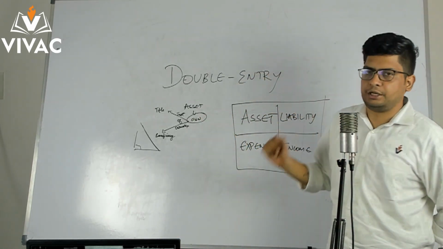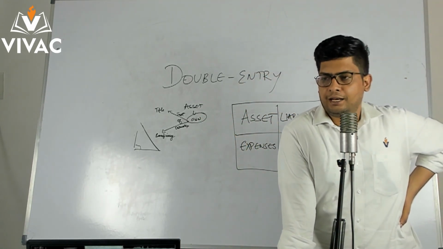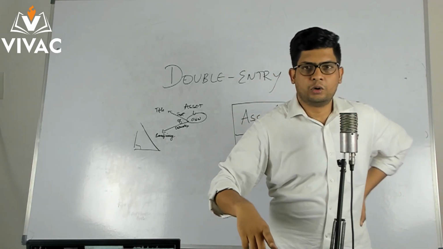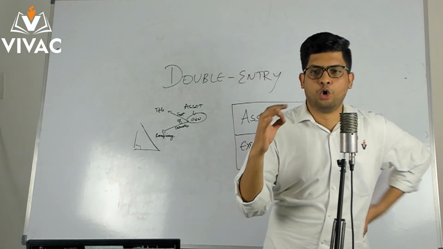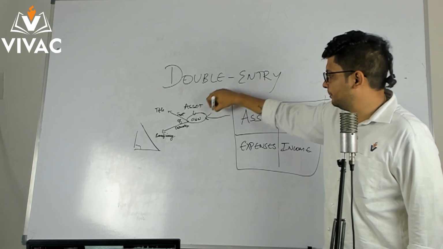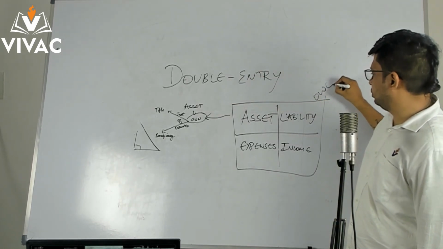Now we will come to the liability. What is liability? Asset is what you own. Liability is the debt you owe to outsiders. Okay? Your debt, everything that you owe. Own is asset. Asset is anything that you own. Liability is everything that you owe.